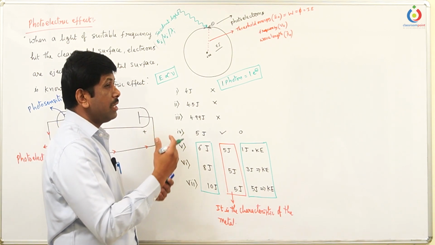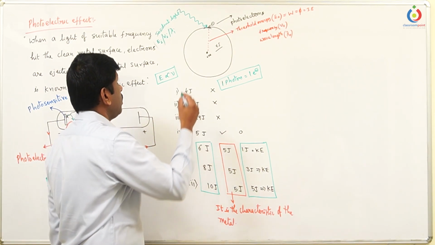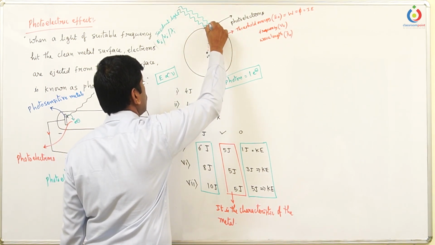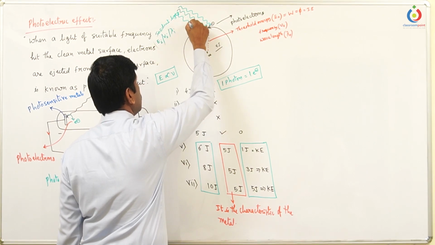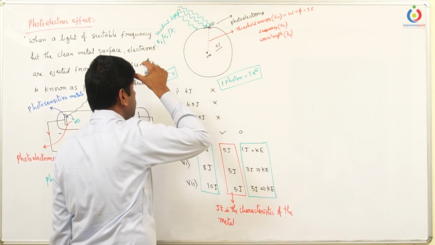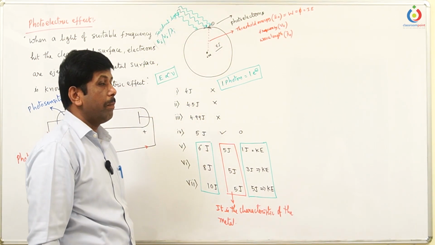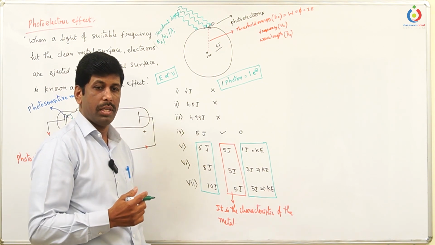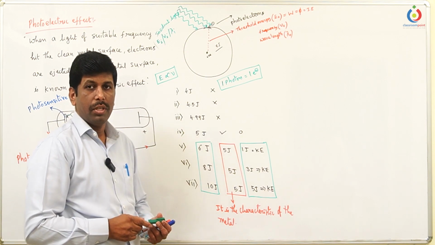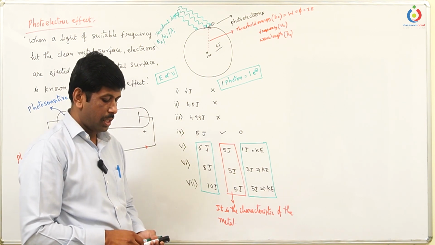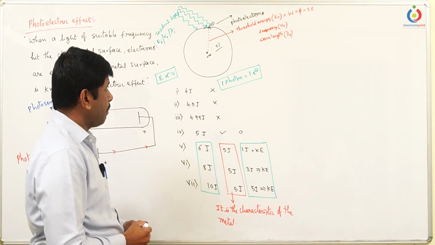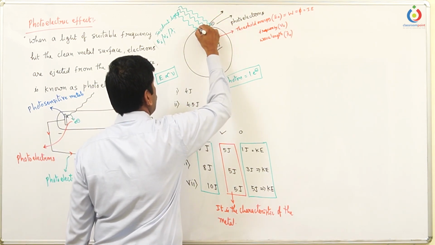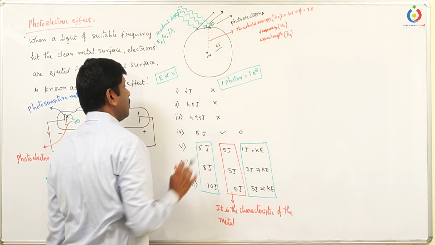If you want to increase the number of photoelectrons, then you have to strike the metal surface with more photons. When the number of photons increases, automatically the brightness of the light also increases. When the brightness of the light increases, that is what is called the intensity. So the intensity of the incident radiation also increases. So what happens when the intensity of incident light increases? The number of photoelectrons released also increases.